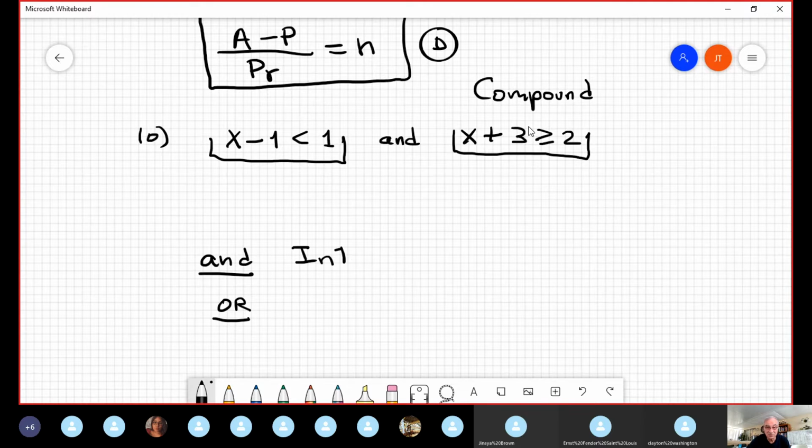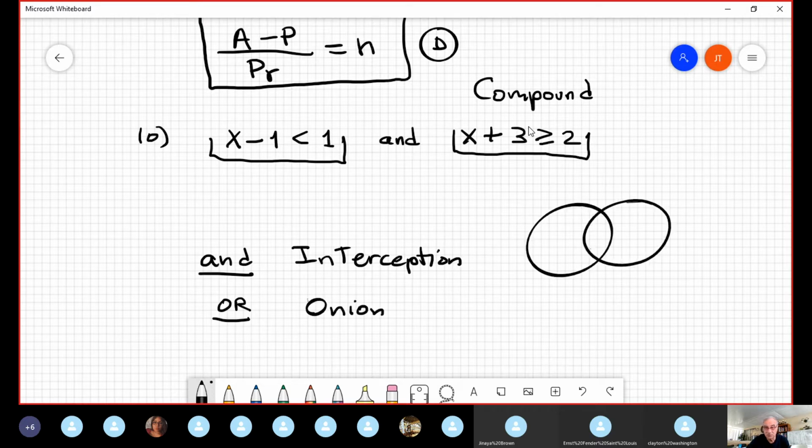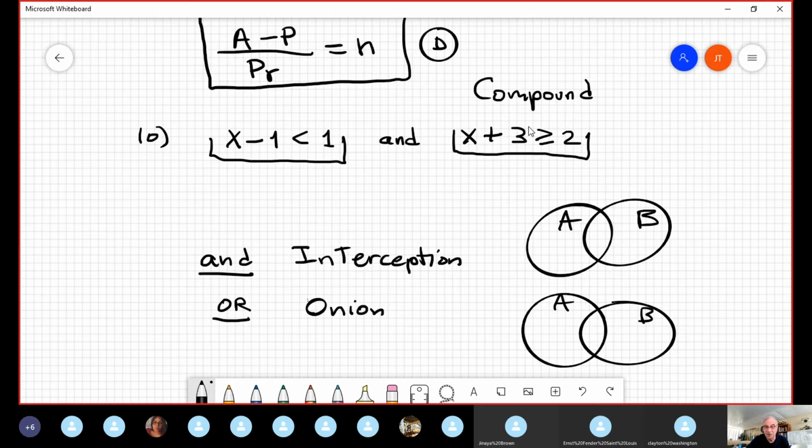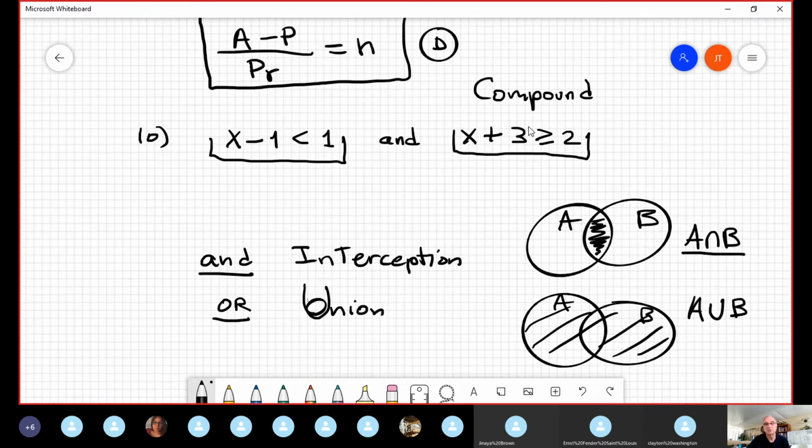"And" is intersection. "Or" is union. What does that mean? Suppose we have two sets, set A and B. When you perform the operation A and B, it is the common part. So "and" represents the common part. However, A union B, with capital U, is together, put together without repetition.